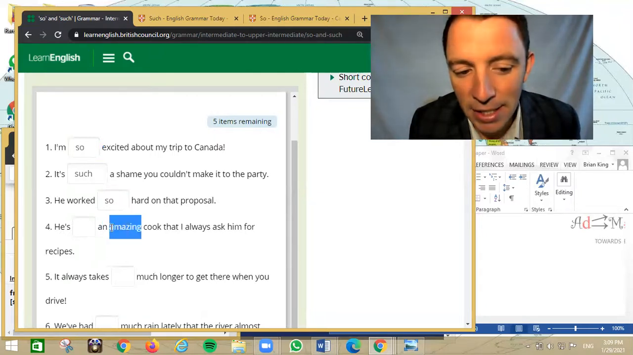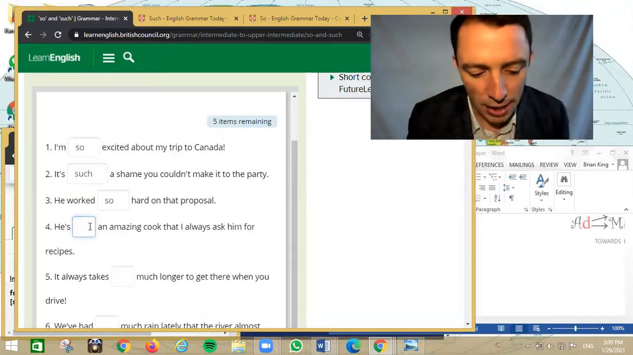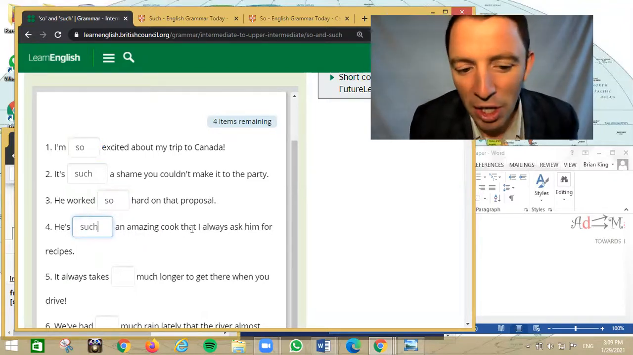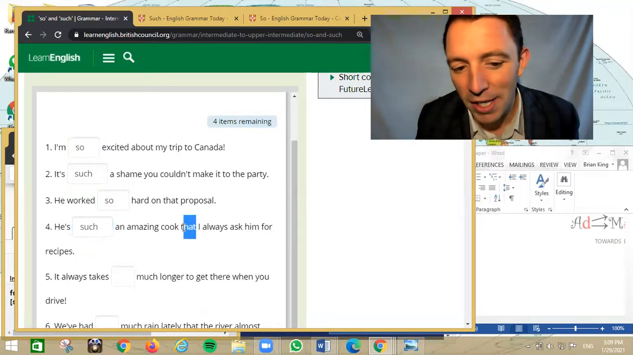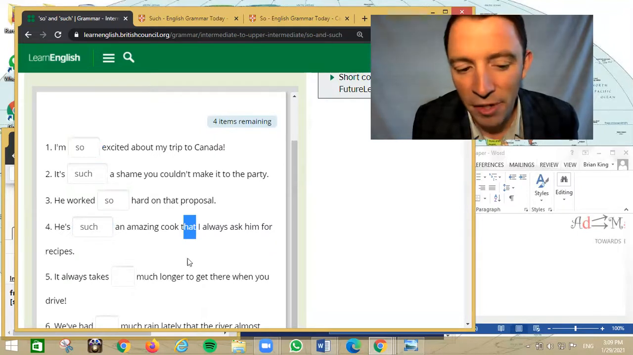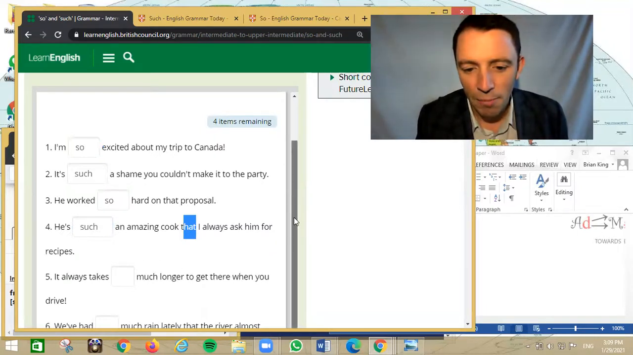Adjective, amazing, cook. So for that reason, the structure it's necessary such. He's such an amazing cook. Remember the consequence, that. So he's such an amazing cook, and the consequence, I always ask him for his recipes. Okay. The next one, number 5.